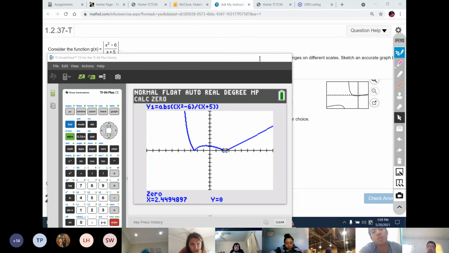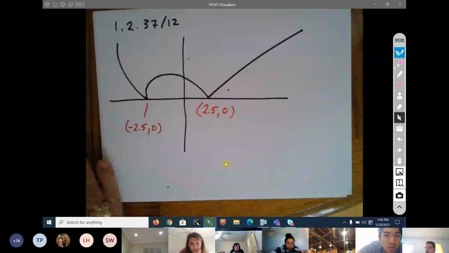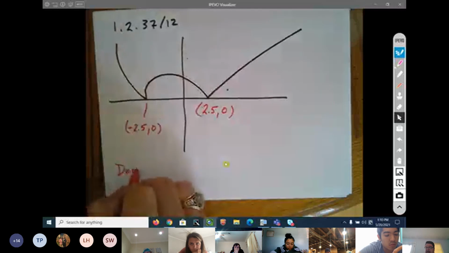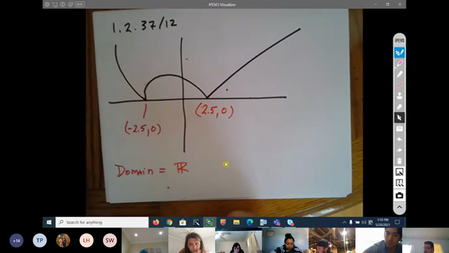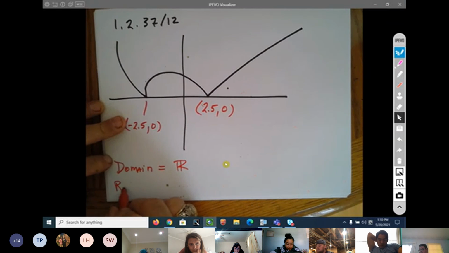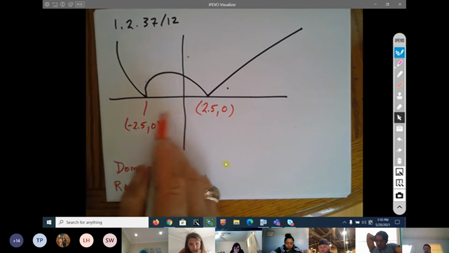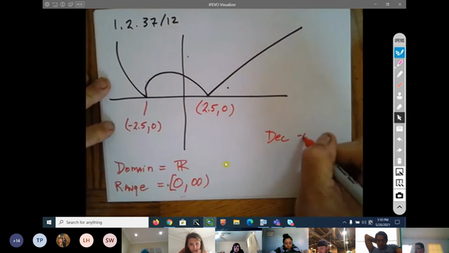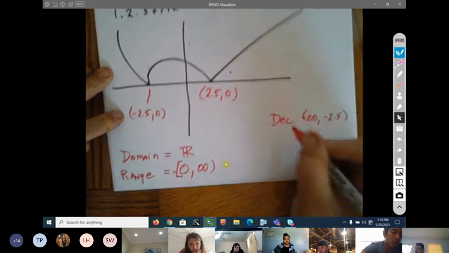Now, let me ask y'all a question. I don't know what they're asking, but I know that these are pretty much negative infinity to positive infinity is my domain because it's an absolute value. It's not a radical or a rational. So my domain is all real numbers. My range is from 0 to infinity. And then there's your x-intercepts. It's decreasing from negative infinity to negative 2.5. It's increasing.